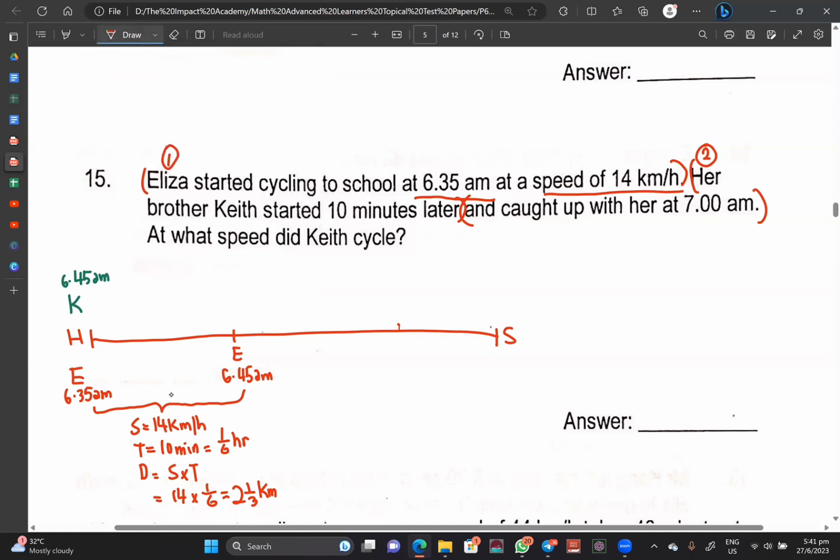Let's find out where 7 a.m. is. Let's assume that it's over here, so Eliza is over here. When I say caught up, now I know this is a CU question, a catch-up question. Now Eliza is over here, and this will be 7 a.m. Do you agree so far? So we can find out the distance traveled from this point to this point. I know that the speed for Eliza is still 14 kilometers per hour, correct?